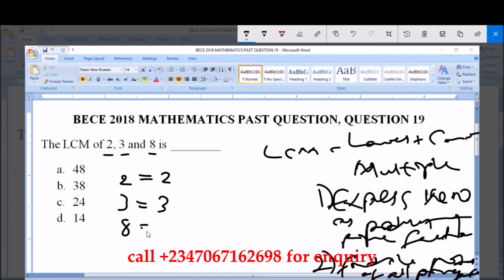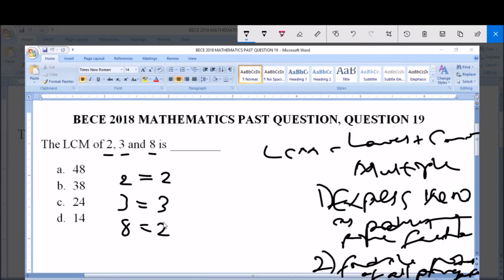And the next number is 8. Now we start with the lowest prime number as usual, which is 2. 2 into 8 will give us 4. So we put down 2. Now we are left with 4. 2 into 4, it can still go. It gives us 2. We write down the 2 again. Now 2 into 2 will give us 1. So we put down the 2.